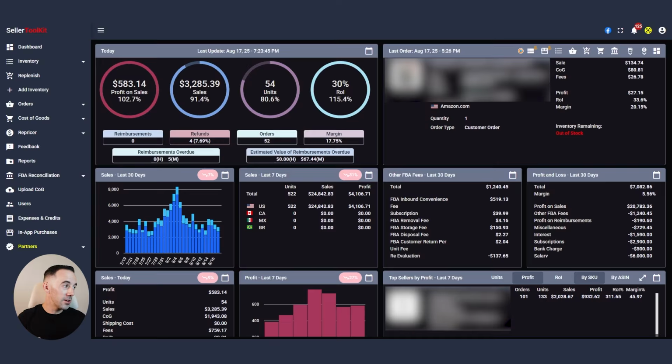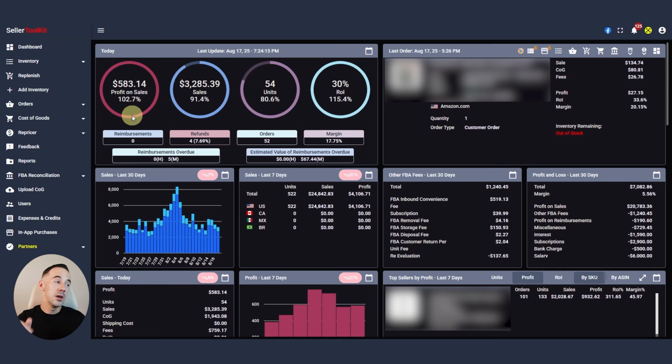So first things first, when we jump into Seller Toolkit, one of the key things I always look at every single day, and again, you can access this on mobile as well, is quite simply here, how much profit and revenue we're generating today. Now, there are three kind of big circles that we look at. So you have profit on sale. So this is how much gross profit you're generating.